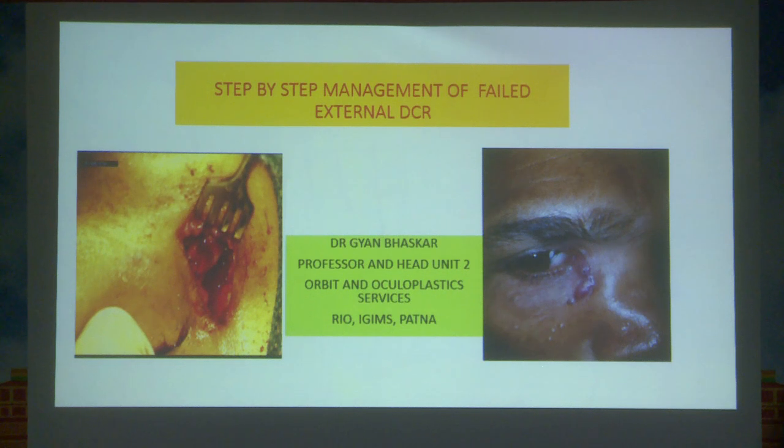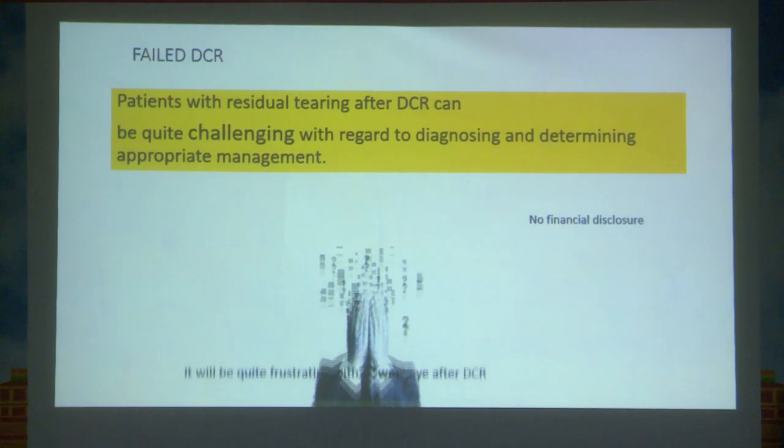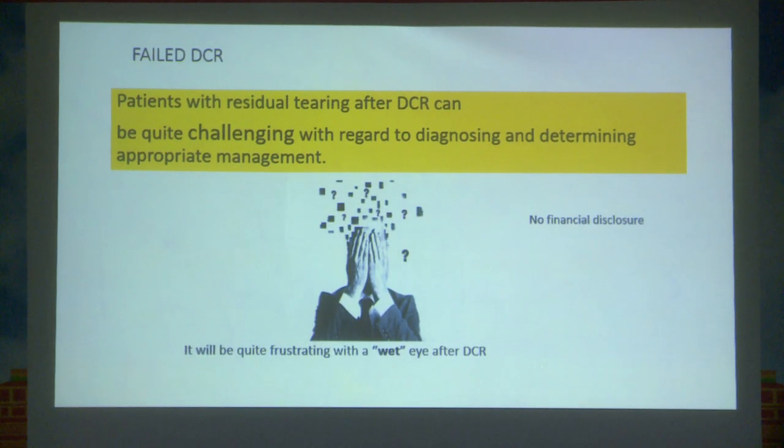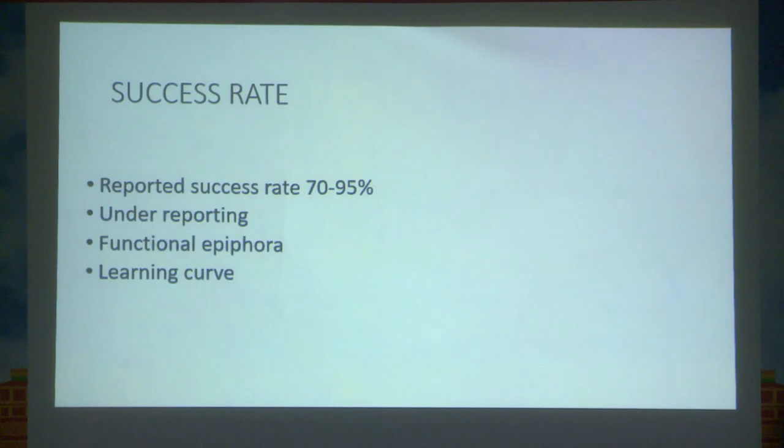Basically, DCR is one of the most common oculoplastic surgeries we perform in our day-to-day practice. Basically, we fear to do the DCR because of the bleeding and unpredictable outcome. Particularly in cases of failed DCR, everyone is afraid, wondering what will happen. So it is frustrating for both the surgeon and the patient to deal with the failed DCR. Based on the literature, the success rate varies from 70% to 95%. Some people reported 95% to 100%, and some reported very low.